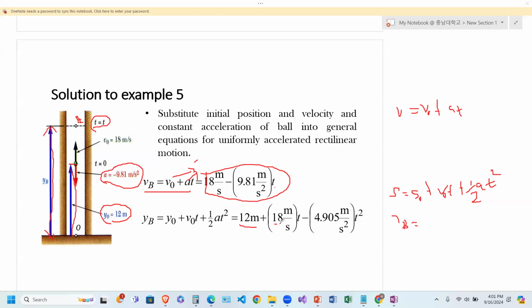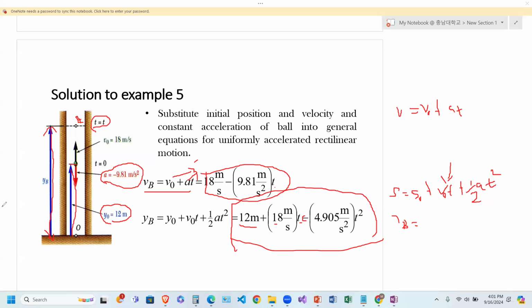Okay, so we have 18. These are meters per second, please don't be confused, times the time, which is the V naught right here. And then plus a half. Remember, acceleration is negative, that's why we have a minus right here. Half of 9.8 is 4.905, then T squared. So that's why we have this equation. Now remember, that one is only for the ball.